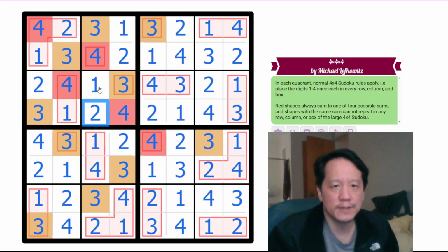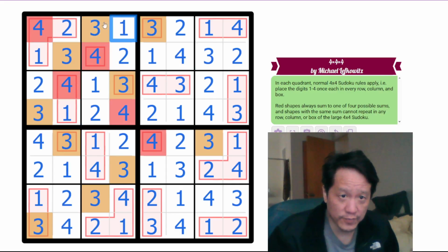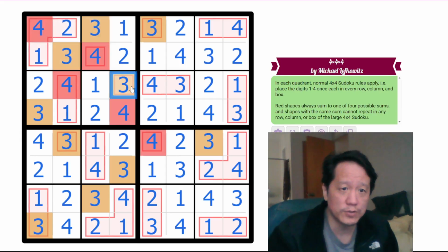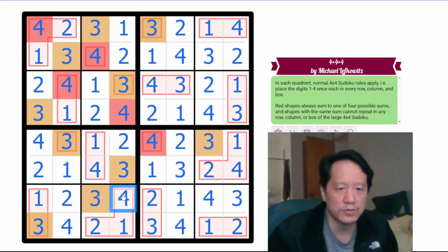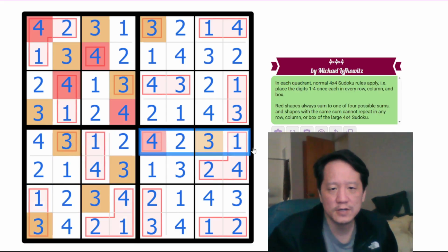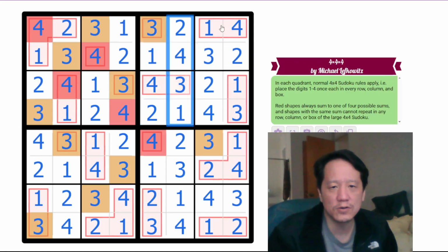And yeah, double check. 1, 2, 3, 4 in this quadrant. 3, 2, 1. 3, 1, 2, 4. 4, 1, 2, 3. 2, 3, 4, 1. No repeats in boxes. Same with this row, and that column. No repeats here, and no repeats in the boxes.